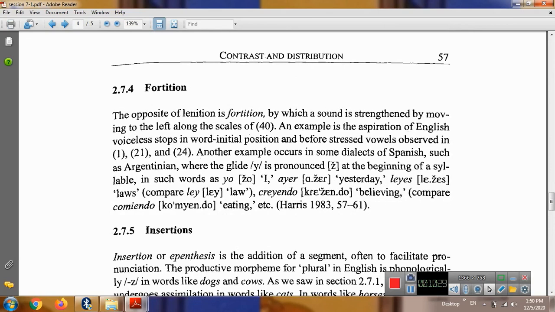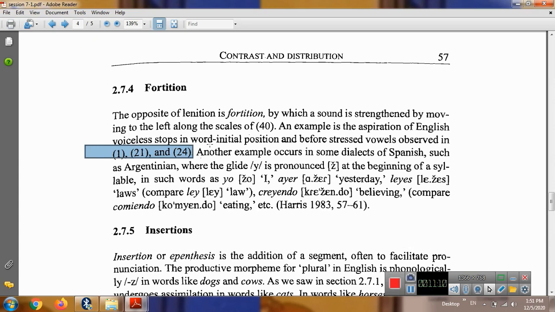An example is the aspiration of English voiceless stops in a word-initial position and before a stressed vowel, observed in 121 and 24. You can refer to these numbers and see the data for better understanding. As I told you, lenition occurs at the end of the word and intervocalically, or after the vowel in a word. But fortition occurs at the word-initial position and before the stressed vowel. It is the common position for the fortition process.